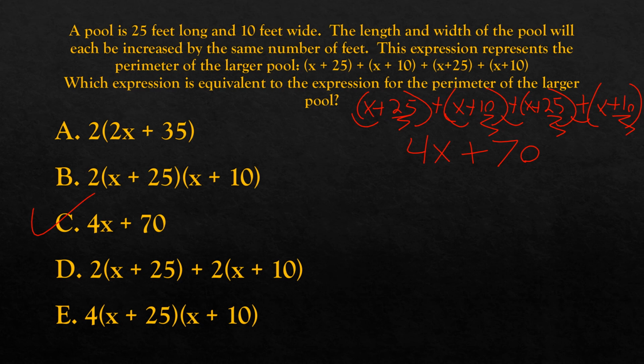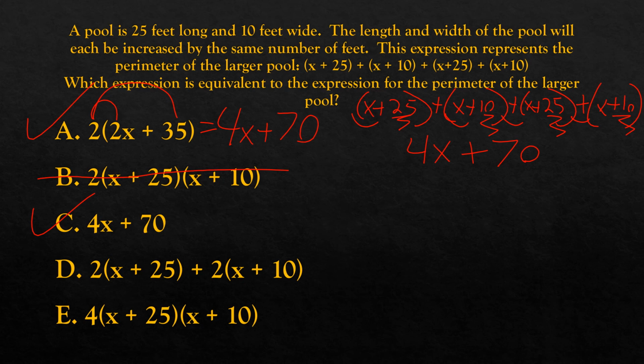Next, let's see. Does anything else look the same? Let's head over here and see. We've got 2 times 2 is 4x. 2 times 35, that's 70. Yep, you can pick that one. I already know there is no way B can be an answer because that's going to give us a quadratic. So nope, we can cross that out. I don't think you guys learned that yet in the 7th grade.